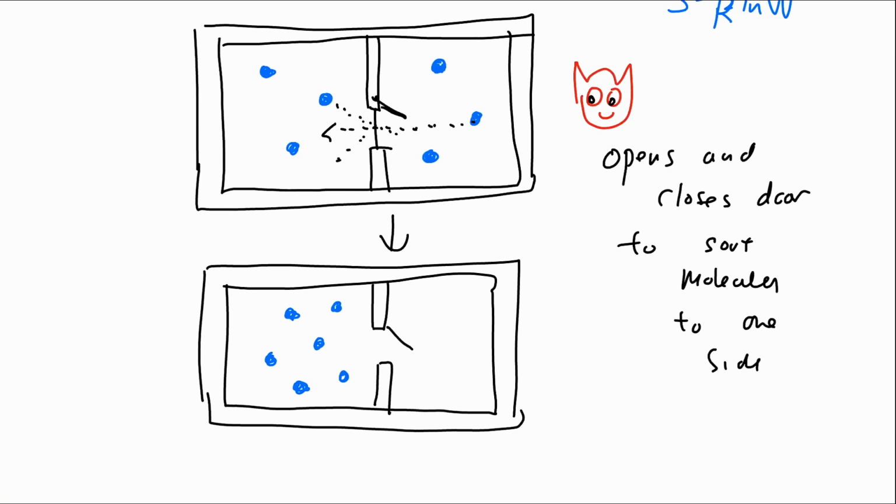That takes work, okay? And that work then goes out as heat. You generate heat into the surroundings. So if you actually made a cycle out of this thing, you would get nothing out of it, okay? So anyway, that's Maxwell's demon.